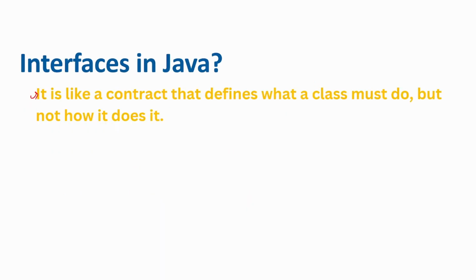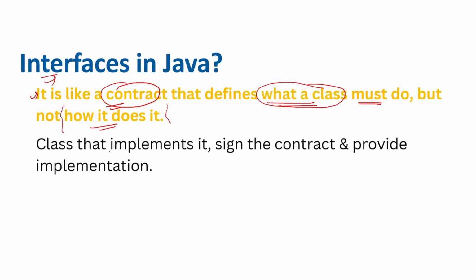So an interface is like a contract that defines what a class must do, but not how it does it. So what is an interface in Java? An interface is like a contract that defines what a class must do, but not how it does it. The interface is implemented by a class. The class that implements this interface signs the contract, like, okay, I will provide this implementation and that implementation.